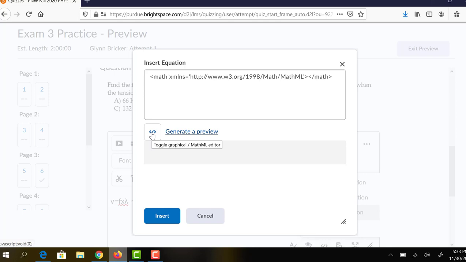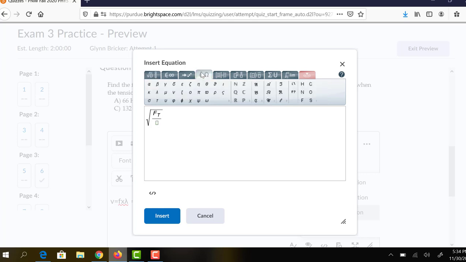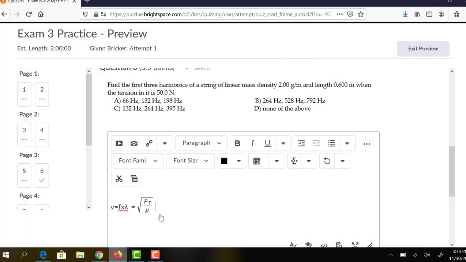Okay, actually now remember, you have to hit this little toggle graphical button here. And then you can type it in any way you want to. So what I was going to try to do is type the square root of the tension divided by the mass per length. So there's the square root of the tension. We were calling it force of tension, divided by the mass per length. And let's see, that would be mu. Insert. Okay. Now I also know that the wavelength is 2L divided by m, so I can also do that.